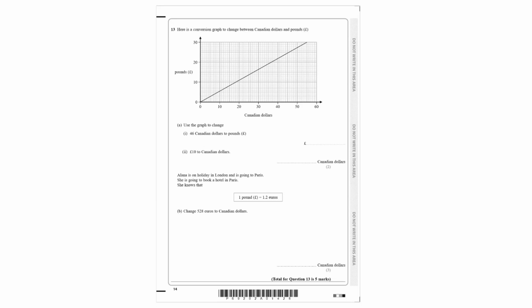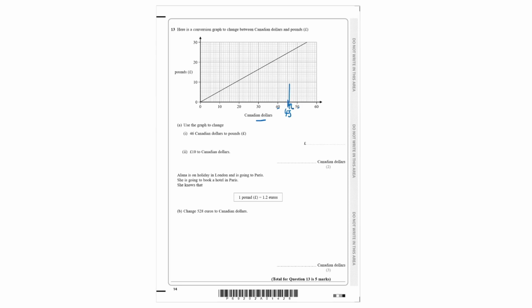Here is the conversion graph to change between Canadian dollars and pounds. Use the graph to change 46 Canadian dollars to pounds. Canadian dollars is given on the x-axis. Halfway between 40 and 50 will be 45. And one after that is 46.